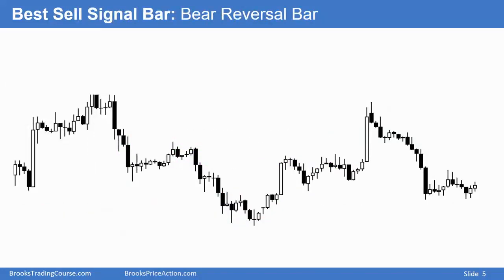The best sell signal bar? Well, it's a bear reversal bar. Here, we have a bear trend. Now we have a bull trend, but we have a buy climax and a double top, slightly lower high. 2 legs up in a trading range. We have 2 legs up, 1 pullback, 2 legs down, 1 pullback, 2 legs up, 1 pullback.